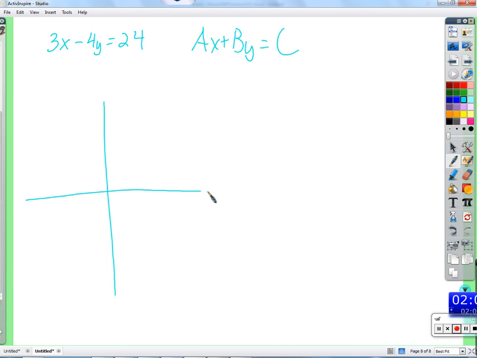Okay. Let's look at this equation. What would be an easy way to find one input-output pair? What would we plug in? Zero. For what? X. Right. Let's plug in zero for x. We'll get negative 4y equals 24, so y equals negative 6. That gives us the point 0, negative 6.